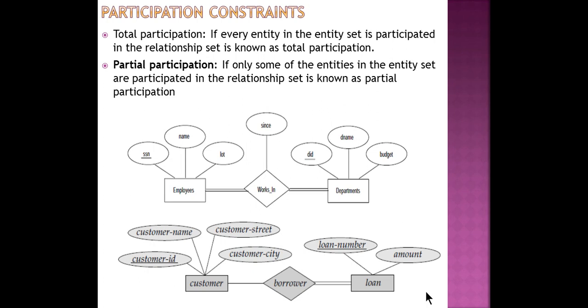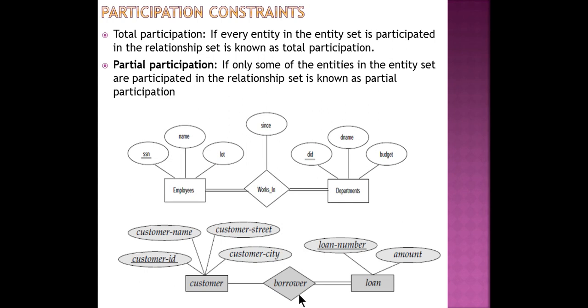You can see in the example, there are double lines between employees and works in, and double line between department and works in. The double line denotes total participation. Single line denotes partial participation, right? And total participation means all the employees in the employee entity set are participating at least once. Similarly, all the department entities in the department entity set are participating at least once in the relationship set. Then we can say that is total participation.